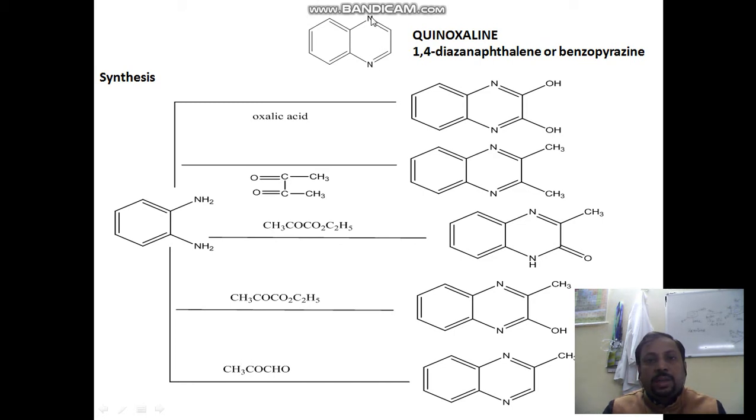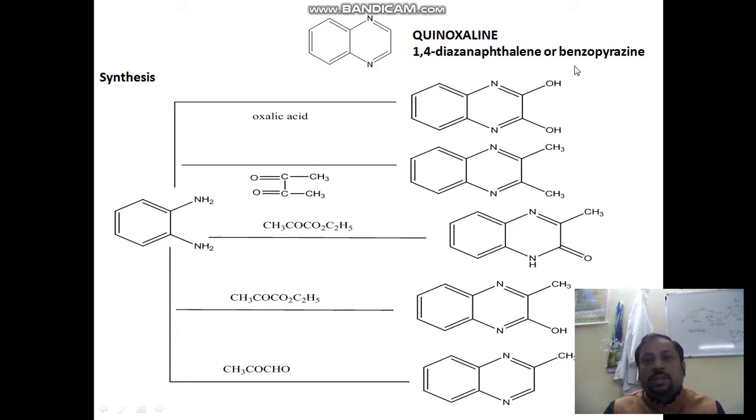Here two heteroatoms are present in the same ring, and they may be in different rings also, so that will be a different compound. So here we will take up this quinoxaline. It is also known as 1,4-diazanaphthalene. You can say this is a naphthalene basic ring, and at 1 and 4 positions, two nitrogen atoms are present.